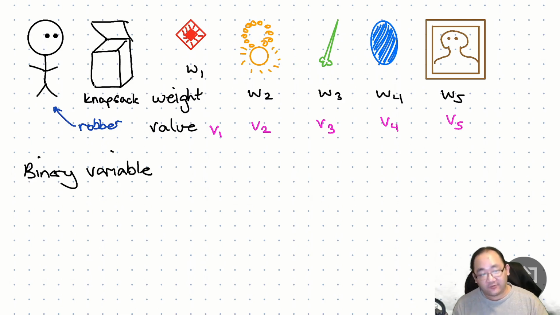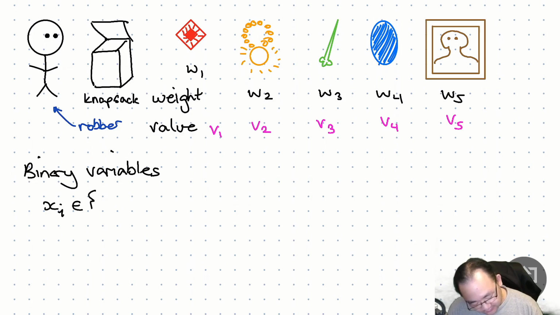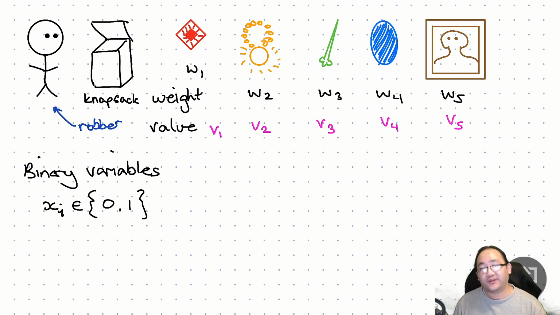So binary variables are variables, in this case x_i, which can only be 0 or 1. The x_i represents whether we take the item or not, where 1 means we do take the item, and 0 means that we don't take the item. So you can think of it like an on or off switch as well.